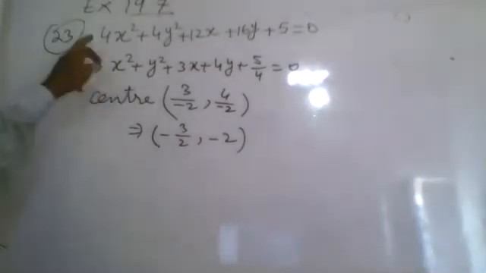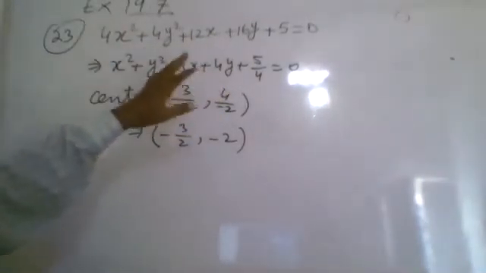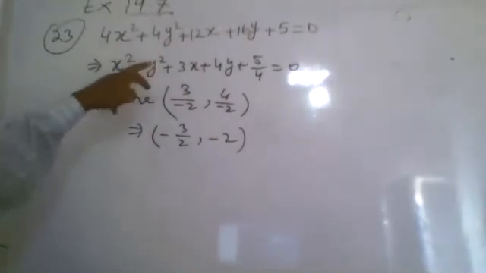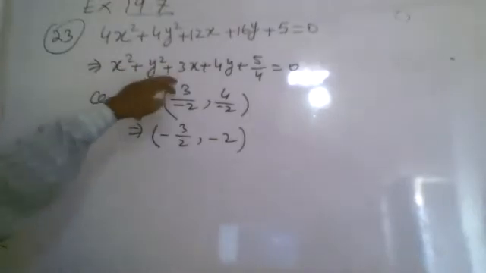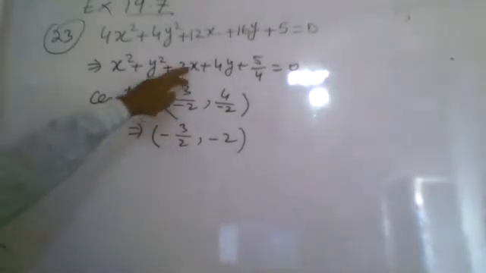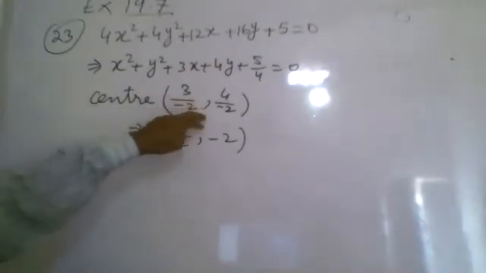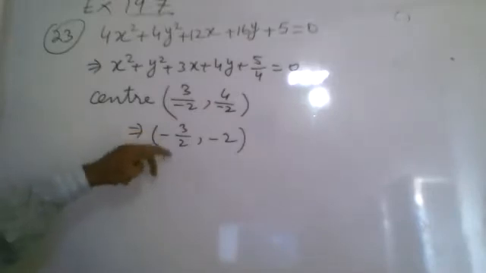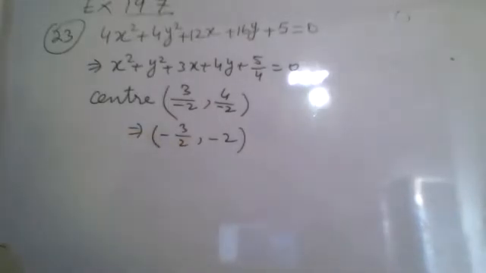So first of all, we divided by 4 to change into the standard form. Now when we divide it by 4, it will become x square plus y square plus 3x plus 4y plus 5 upon 4 equal to 0. Now we find the center. The coefficient of x is divided by -2, comma coefficient of y is divided by -2. The answer is -3 upon 2 and -2.